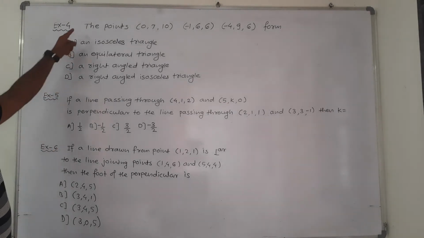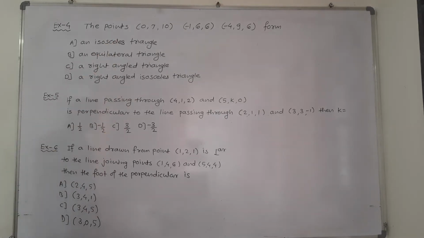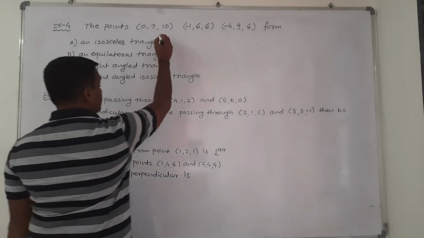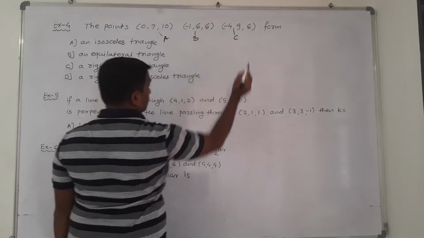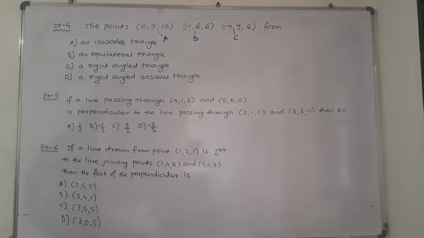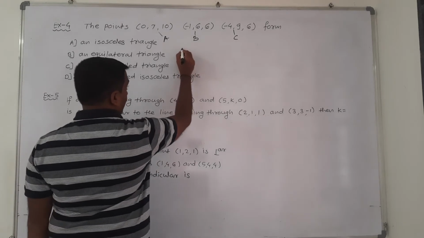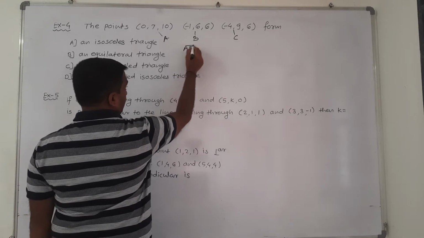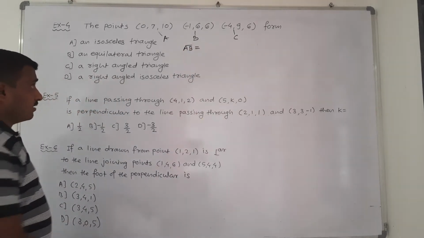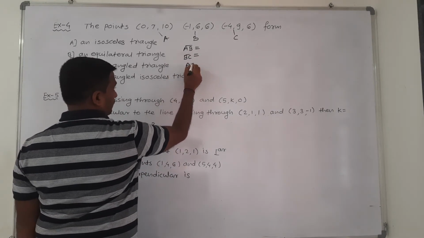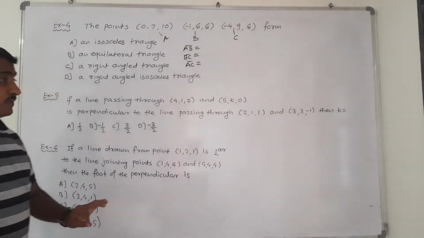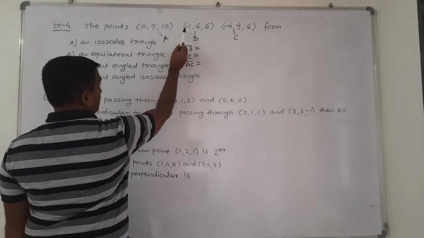Next example, the points (0, 7, 10), (-1, 6, 6), (-4, 9, 6) form dash dash. These are the 3 points. Suppose this is A, this is B, and this is C. Then we can find AB bar, which is B bar minus A bar, BC bar, and AC bar. I write only the coefficients.